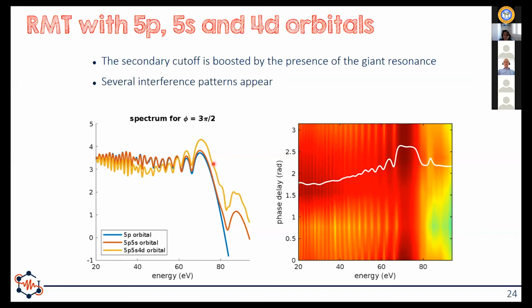And here you can also see some structures which are also mapped in the phase. Here you can see the phase delay, still 4 points, and beyond the cutoff, in this region here, you have several interference patterns appearing. So the giant resonance acts as a boost to make us able to clearly see the signal beyond the cutoff, but there are also these interferences that appear.